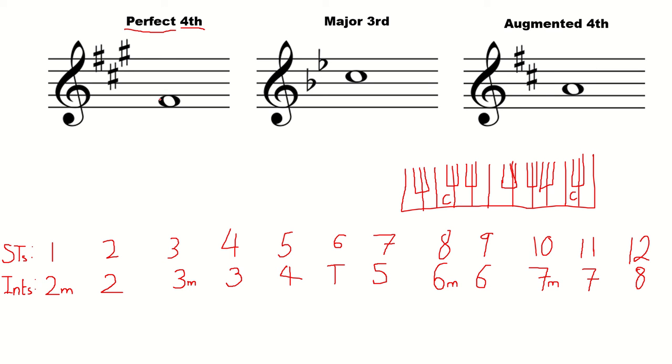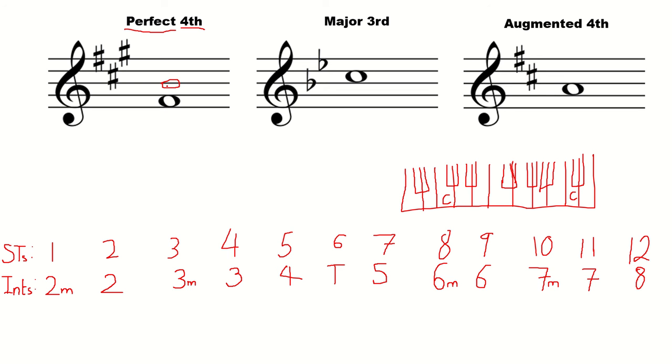So let's just go up 4. So 1, 2, 3, 4. So on that B there, we would draw another semibreve. So let's just count that out again. 1, 2, 3, 4. So that gives us a fourth. Now we need to make it perfect. So we can count out the semitones.